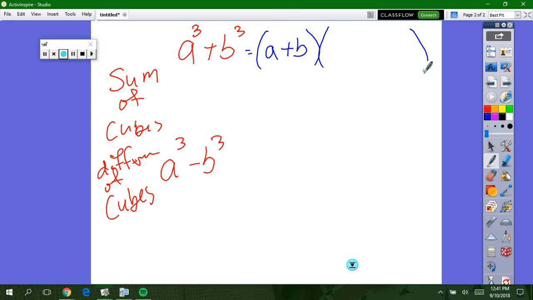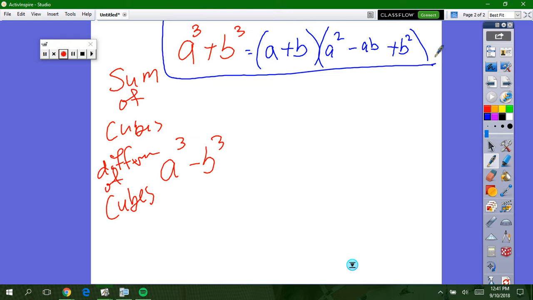Let me ask you guys this question. A times what would give me the a cubed? I need a squared, don't I? You guys agree with me there? B times what would give me b cubed? I need a b squared. Now, here's the part that's a little interesting that people forget a little bit, but the middle is actually minus ab. This is something I would like you to know.